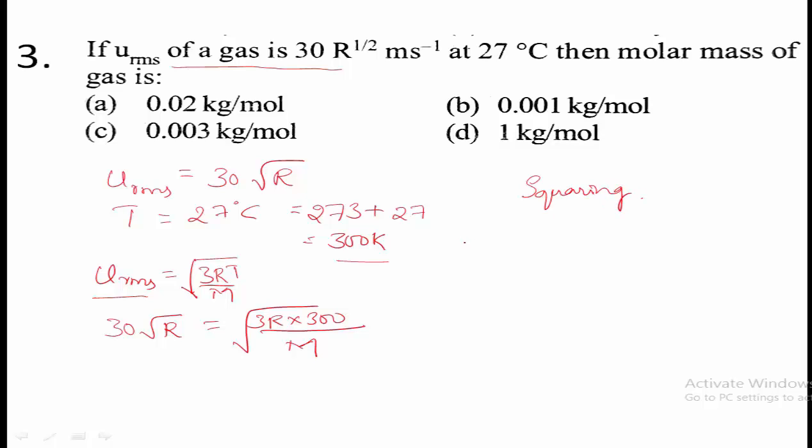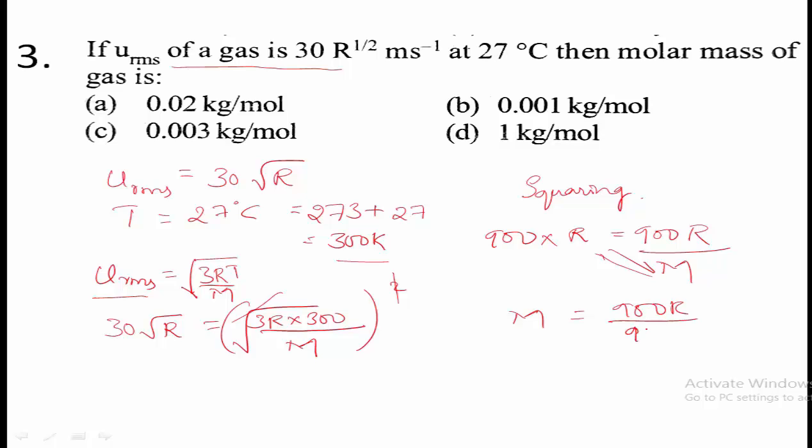Upon squaring, what happens? 30 square is 900 into R, square root squared is R only, equal to... the square root gets cancelled. So what you will get? 3 into 300 is 900 into R divided by M. So M is equal to, cross multiply, 900 R divided by 900 R. Both will get cancelled. That is 1. So 1 gram per mole will be the answer.